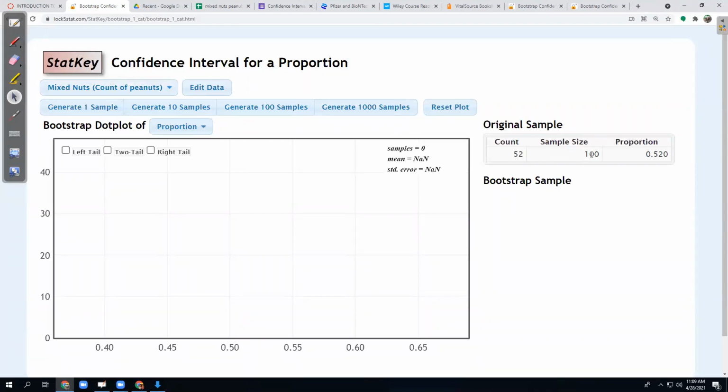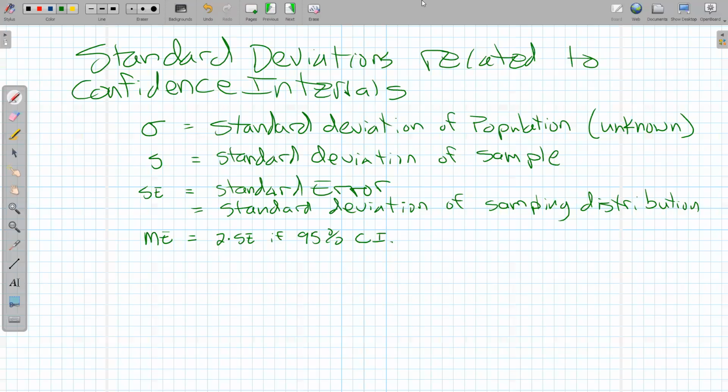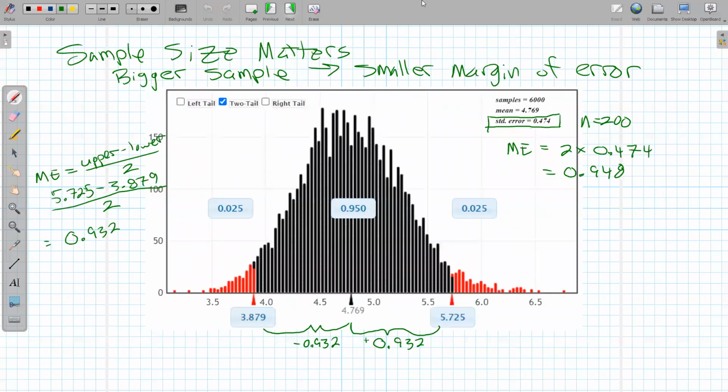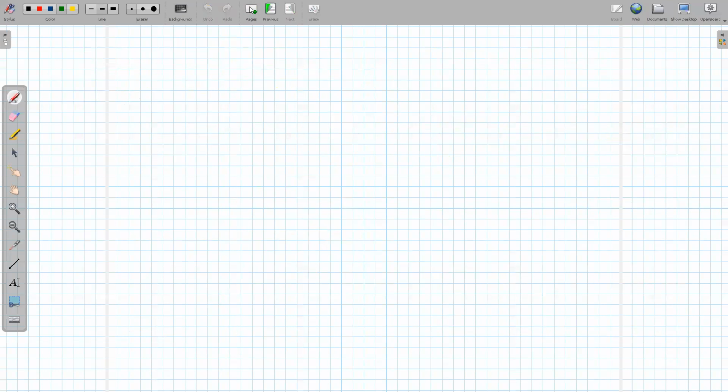All right, so here, they have a sample from a mixed nut container, and in their sample, they took 100 nuts out of the can in some random way, and 52 of them were peanuts. So that means they get 52 out of 100, a fraction, or 0.52 as a decimal, or 52%. So I'm just gonna write down that data. Example here. Oops, slides are out of order. All right, so we have a proportion.